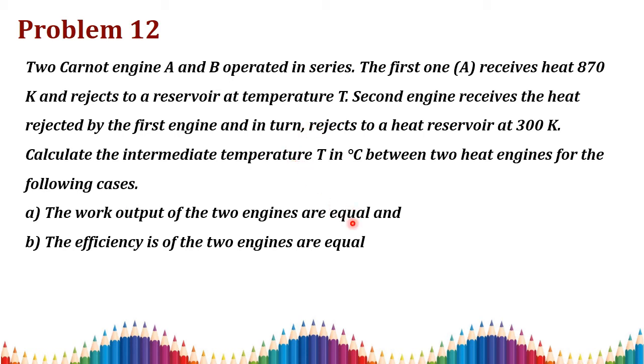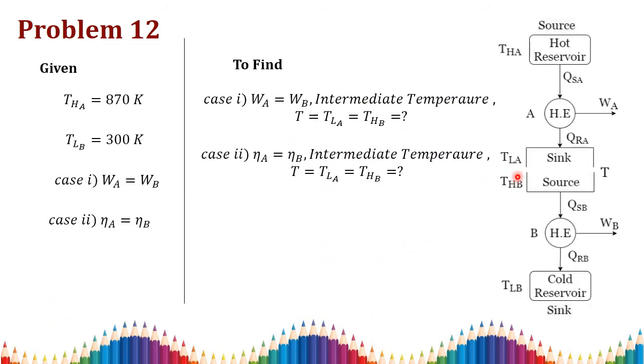We have to consider two cases: when the work done of engines A and B are equal, and also when the efficiencies of the two engines are equal. So considering the two cases, we need to find the different intermediate temperatures, that is, in case A what is the intermediate temperature and in case B what is the intermediate temperature. So here also we have two heat engines connected in series. Whatever heat is rejected to the sink, this sink will act as a source here. This is your intermediate temperature. This we need to find for both cases. In the first case we need to find work done of A is equal to work done of B, and in the second case efficiency of A is equal to efficiency of B.